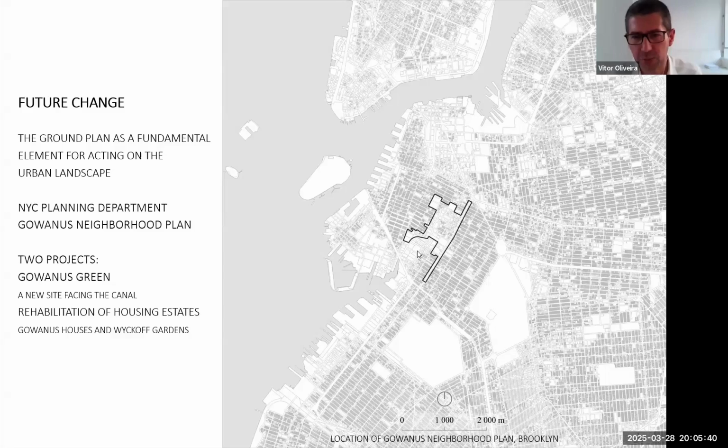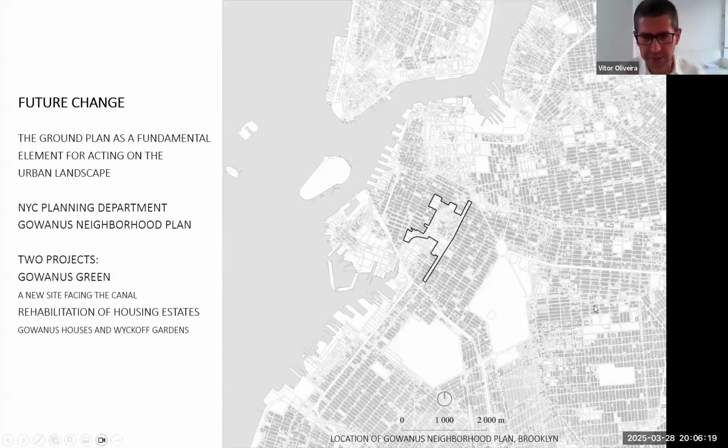These are the limits. So we are in West Brooklyn. This is Manhattan, and the Brooklyn Bridge is over here. And this is the Gowanus Neighborhood Plan. The plan has a number of projects included, and we have selected those 2 that have a stronger physical component, because this is what the ground plan is all about. It has an influence, we have coexistences, but the basis is physical.